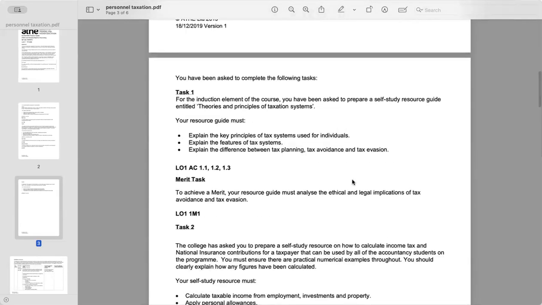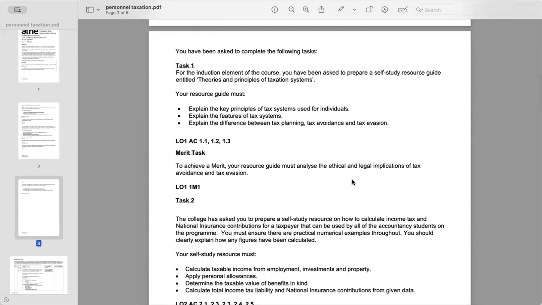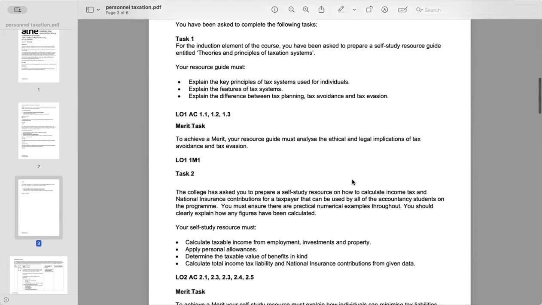In your task one, you will be assessed based on the learning outcomes and assessment criteria. Learning outcome one means follow lecture one. To achieve a pass, you must prepare a self-study resources guide titled Theories and Principles of Taxation Systems, incorporating practical examples throughout to support the theoretical concepts.